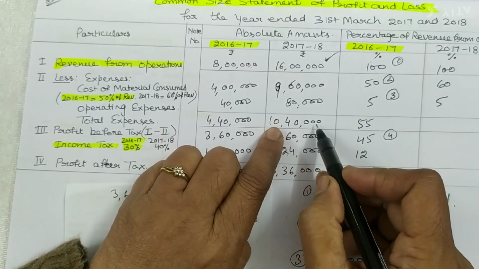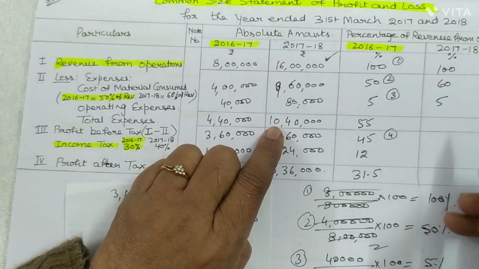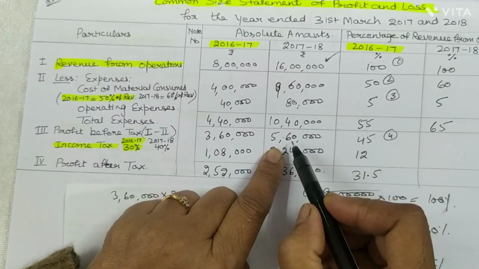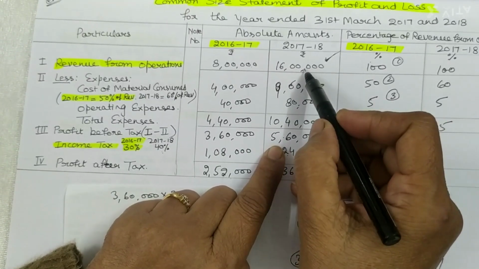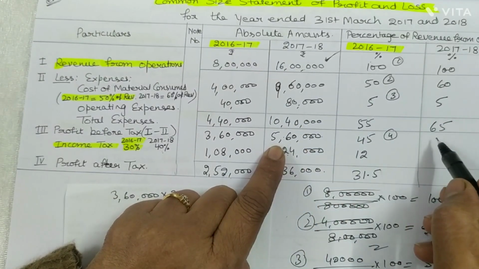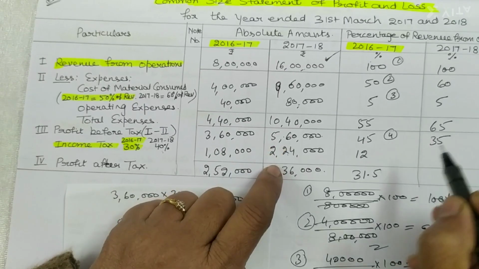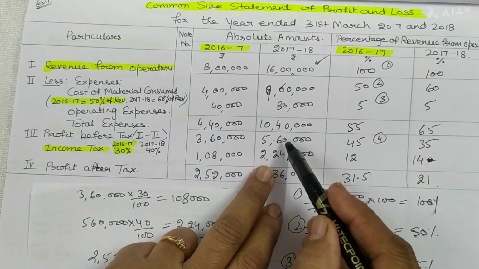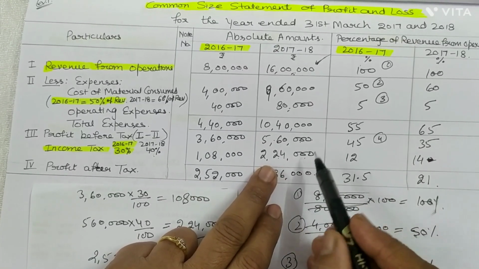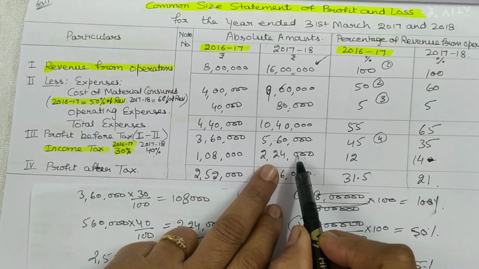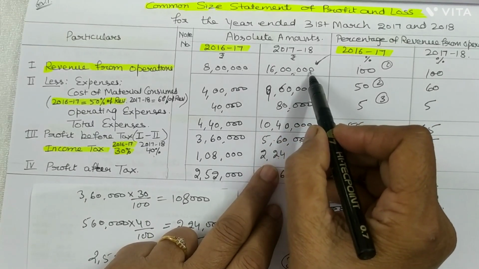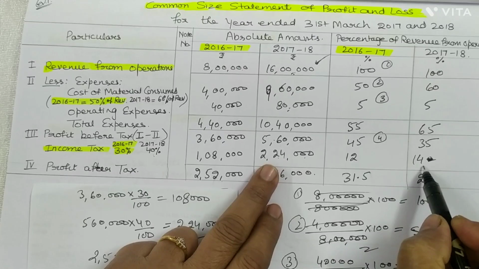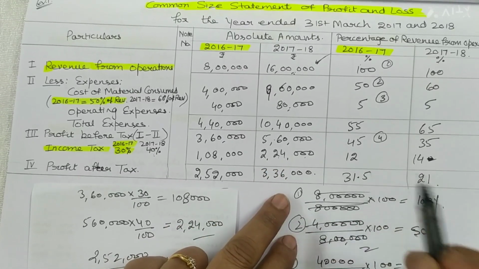Then 10 lakh 40,000 divided by 16 lakh into 100 is equal to 65%. Then profit before tax is 5 lakh 60 divided by revenue, common base 16 lakh, into 100 is equal to 35%. Then income tax rate is 40%. 40% of 5 lakh 60 is 2 lakh 24,000, and this divided by common base, that is 16 lakh, this year revenue from operation, into 100 is equal to 14%. Okay, like this you have to calculate.